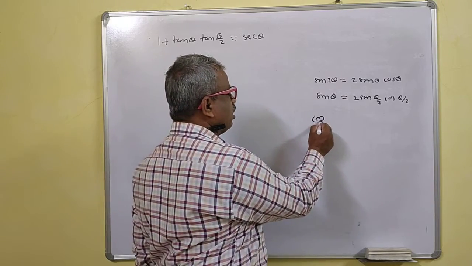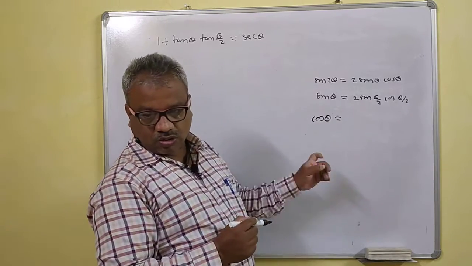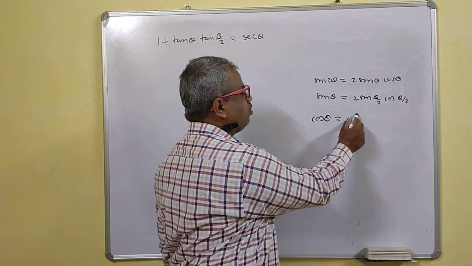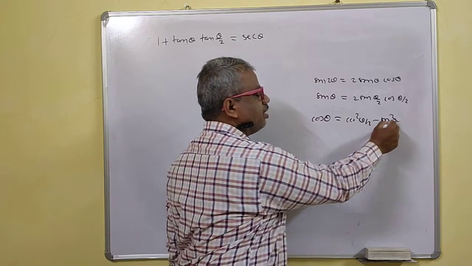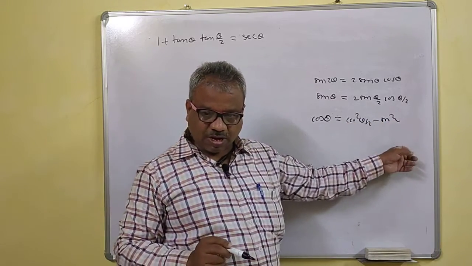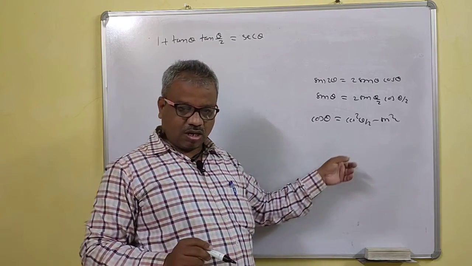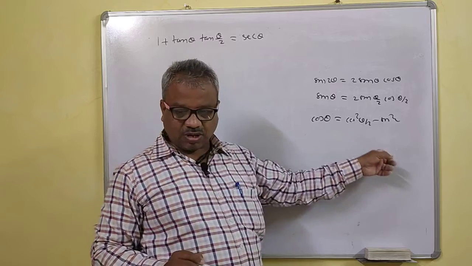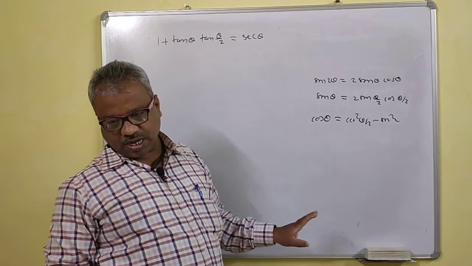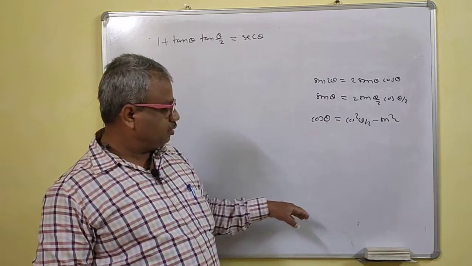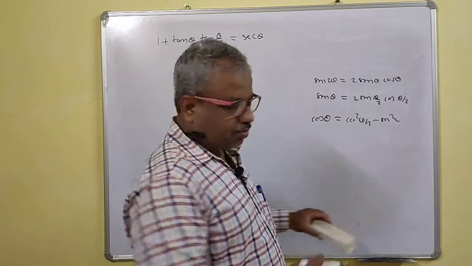Similarly, you can write cos theta also. Cos theta is equal to cos square theta by 2 minus sin square theta by 2, or 2 cos square theta by 2 minus 1, or 1 minus 2 sin square theta by 2, or 1 minus tan square theta by 2 upon 1 plus tan square theta by 2. We can write this formula, half angle in terms of.